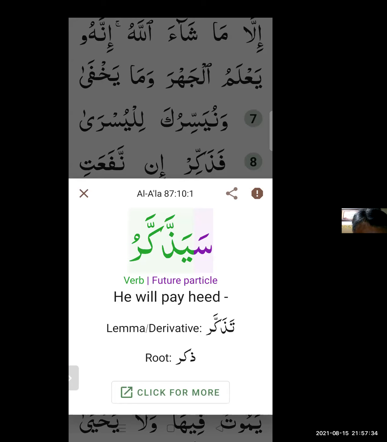There are four letters there. You have a ta added, so that's why you have saya zakaru, meaning he will remind him, not he will take heed, so it's the flip meaning. This is a new form, a different form. The normal form we add with an alif or hamza in front. Then there's another form, where we add another dal, meaning you have a shadda there, just like this one.